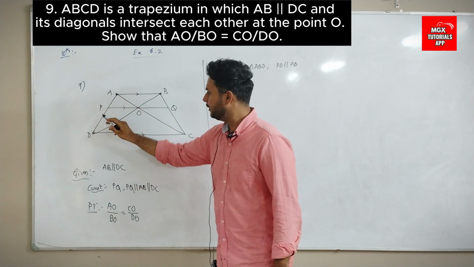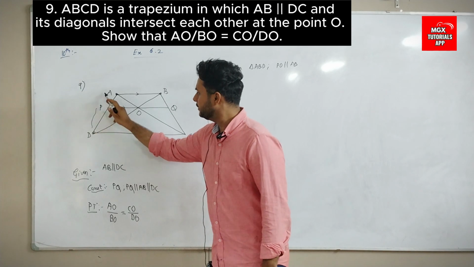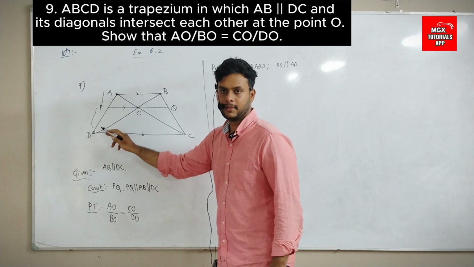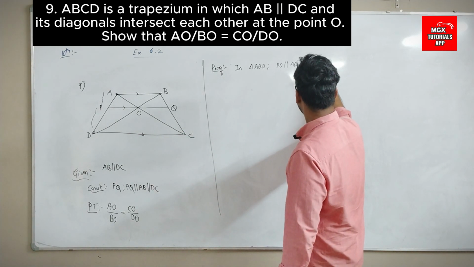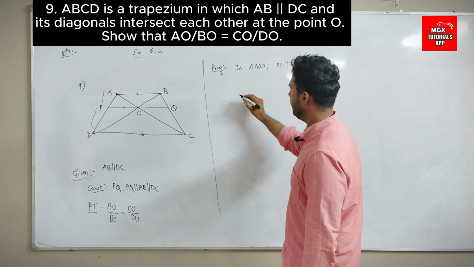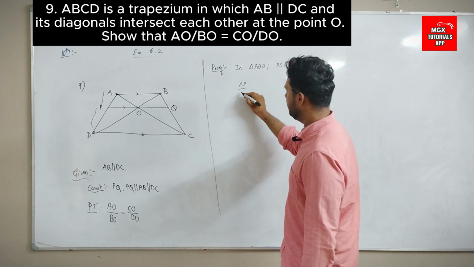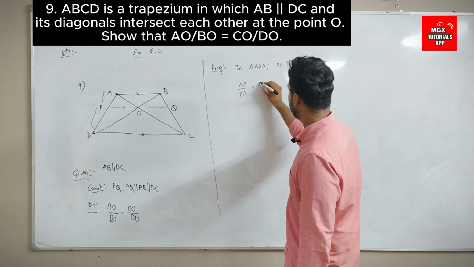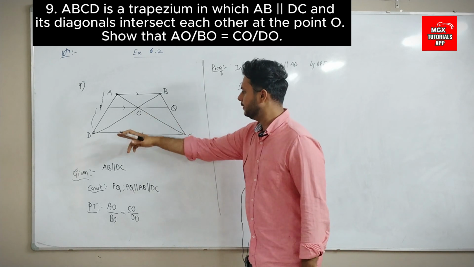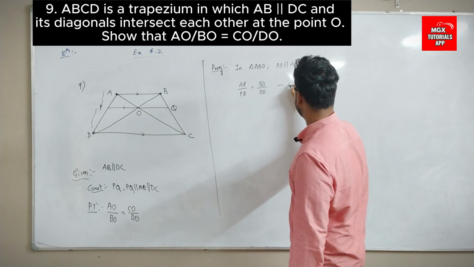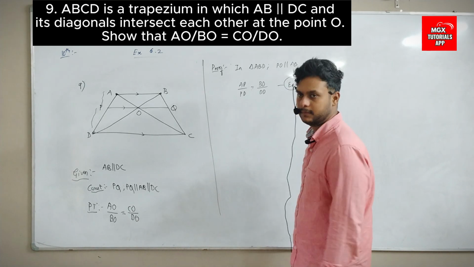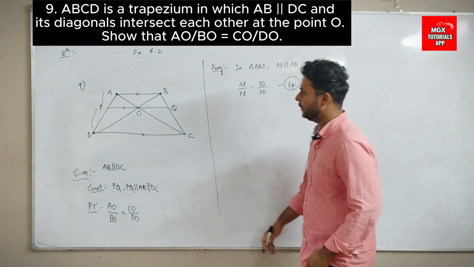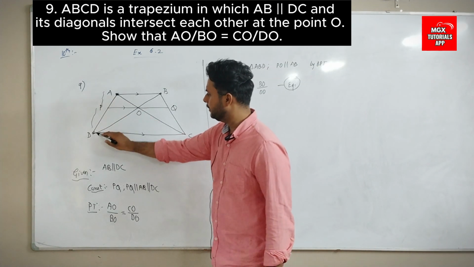Correct? So can I write this side by this side will be equal to this by this? By BPT, if this is parallel to this, I can write AP by PD is equal to BO by DO. This is equation 1. Any doubts? Easy? Correct.